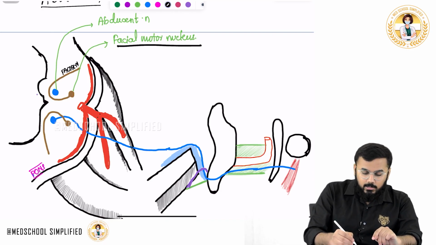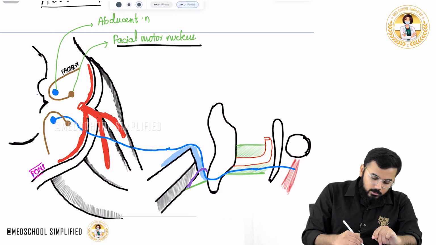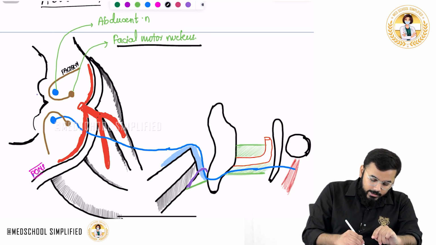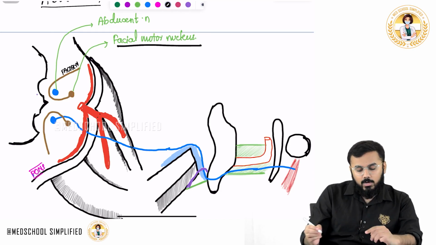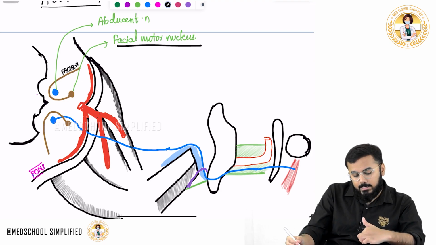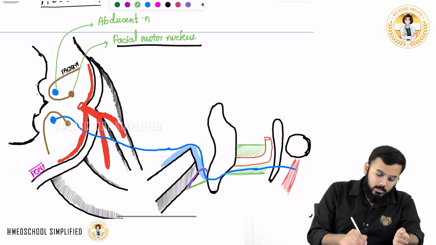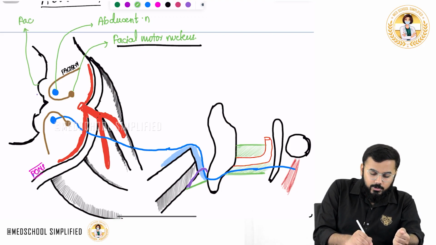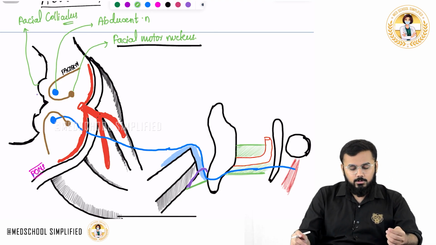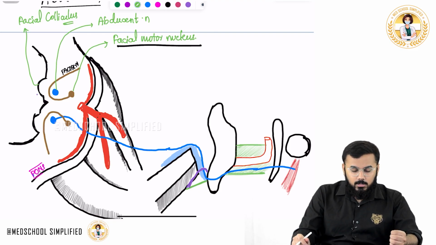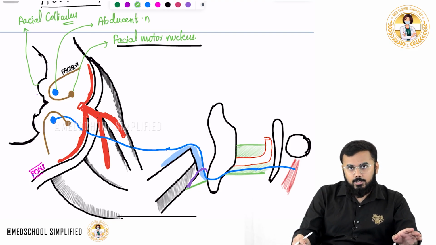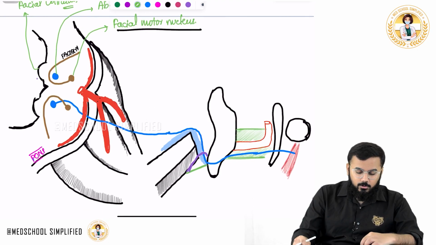Wherever there is a turn, it creates a swelling, even at the lower part here. This swelling that is formed by the turn of the facial nerve is called the facial colliculus. So what is this swelling? This is called your facial colliculus. Fine, let us discuss the facial nerve later on.